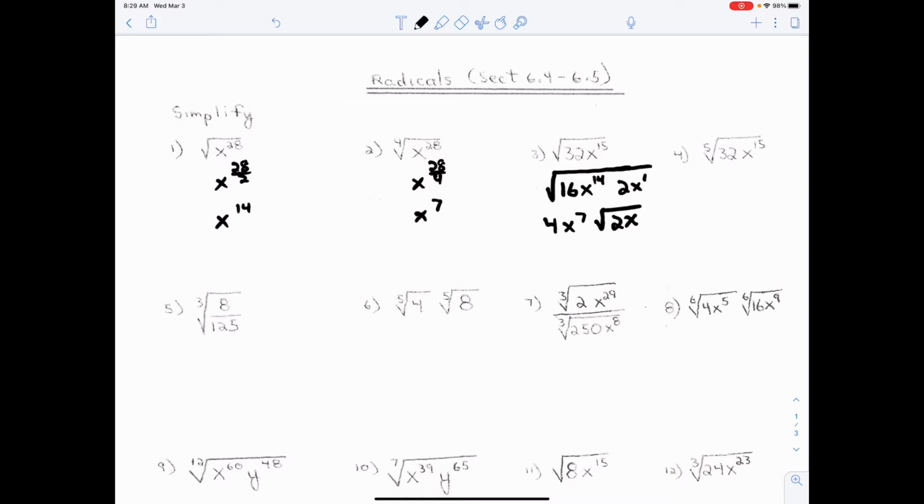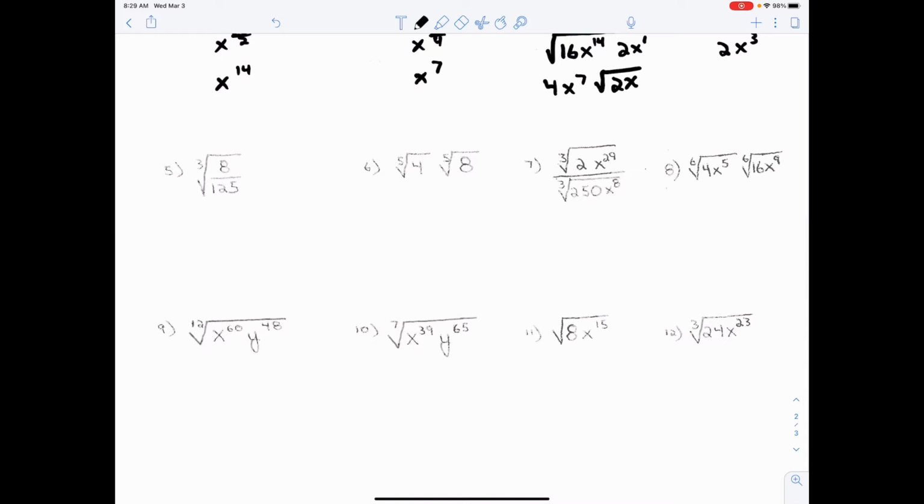Okay, the fifth root, though, of 32x to the 15th, that we can do because the fifth root of 32 is 2, and the fifth root of x to the 15th is x to the 3rd. So you have to make sure you know what the index is on these. The cube root of 8 is 2. The cube root of 125 is 5. Because remember, it's what number times itself 3 times gives you 8, that's a 2. And what number times itself 3 times gives you 125, that's a 5. Now, this will be the fifth root of 4 times 8, which is 32.